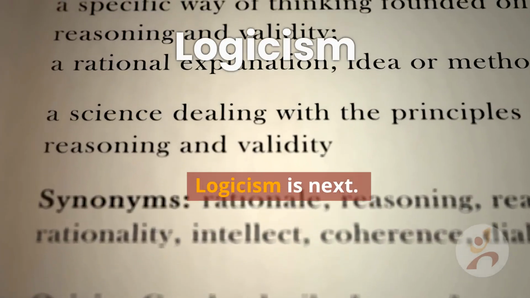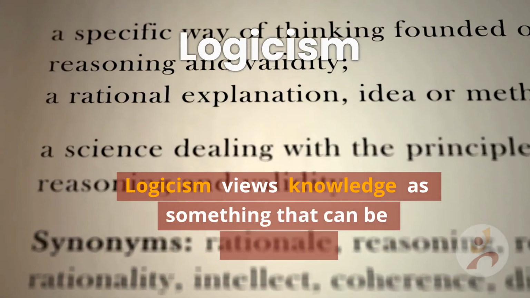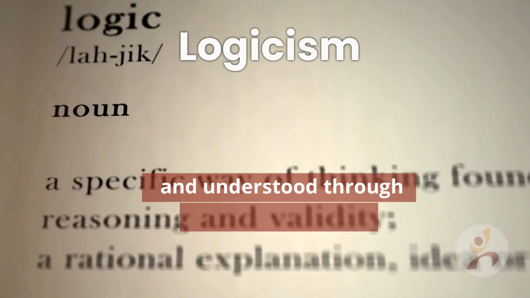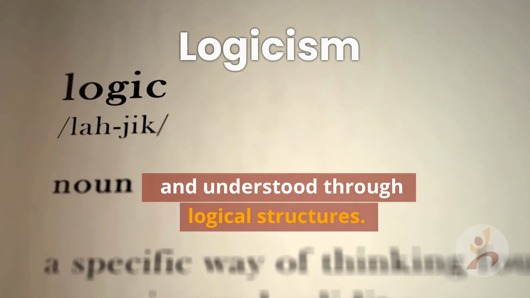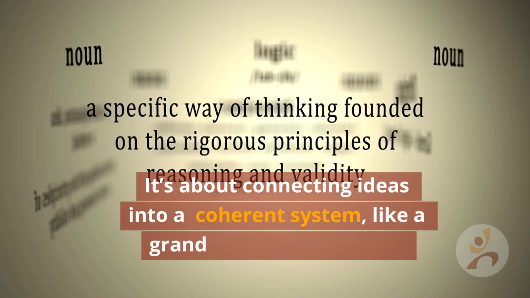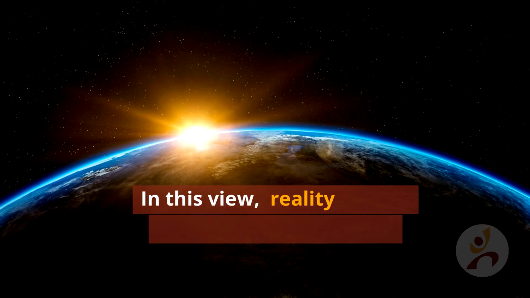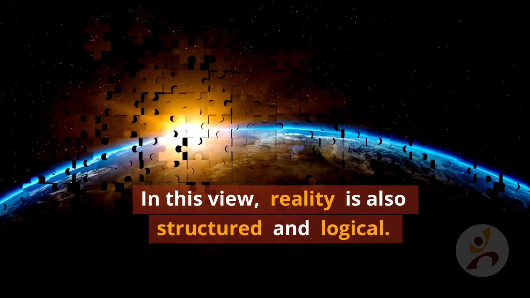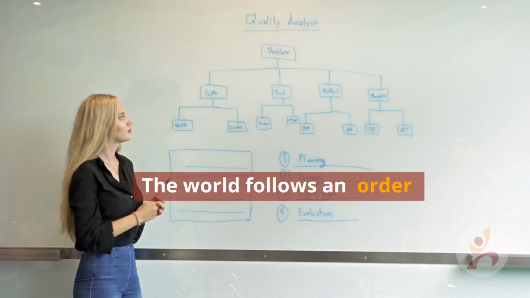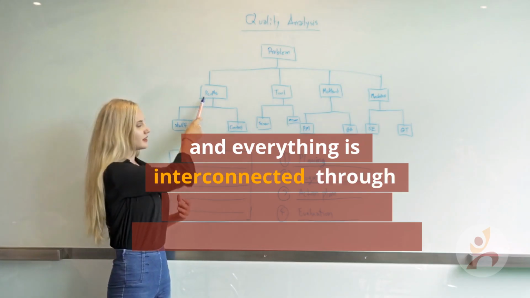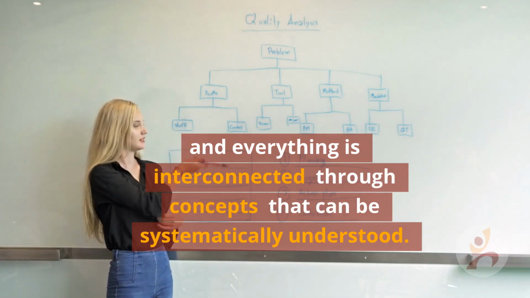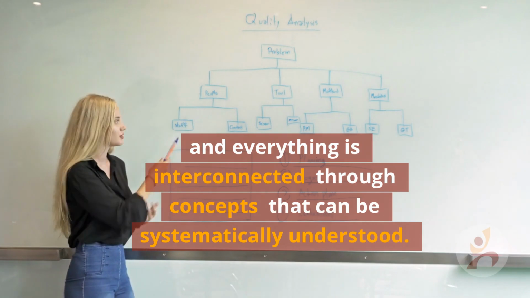Logicism is next. Logicism views knowledge as something that can be organized and understood through logical structures. It's about connecting ideas into a coherent system, like a grand intellectual puzzle. In this view, reality is also structured and logical. The world follows an order, and everything is interconnected through concepts that can be systematically understood.